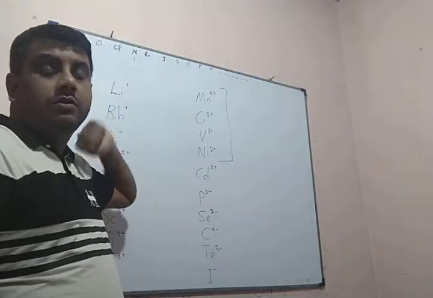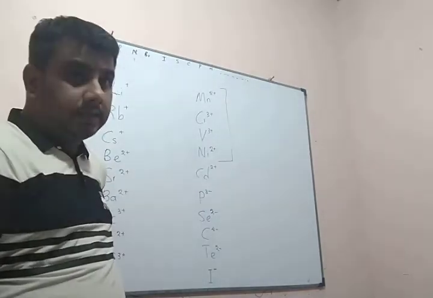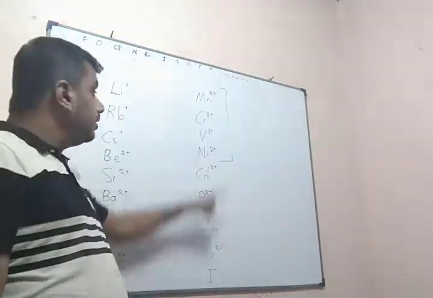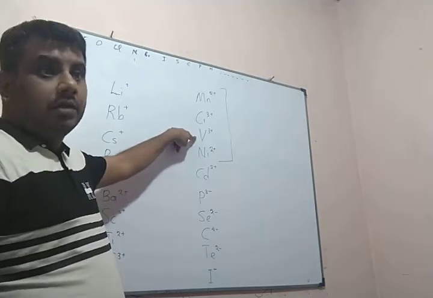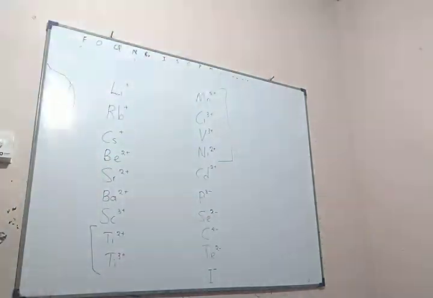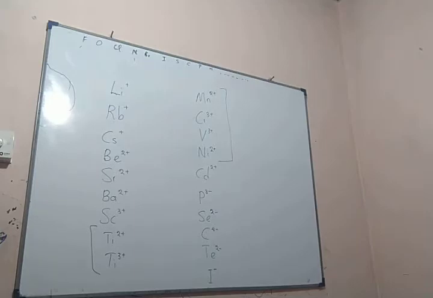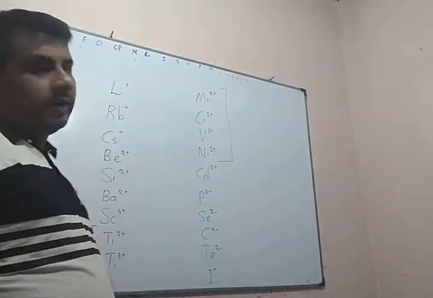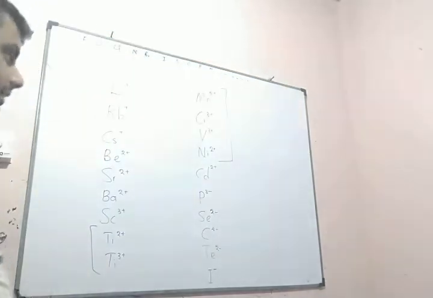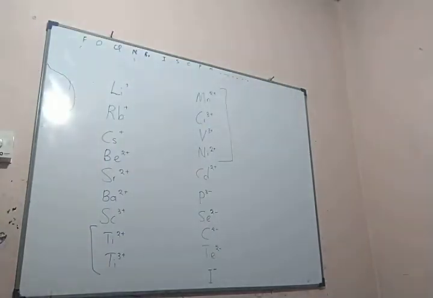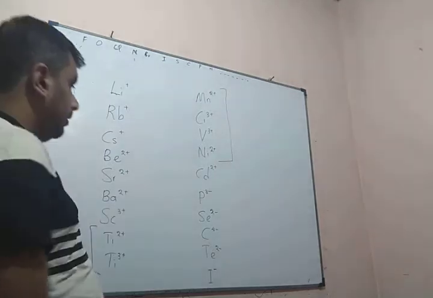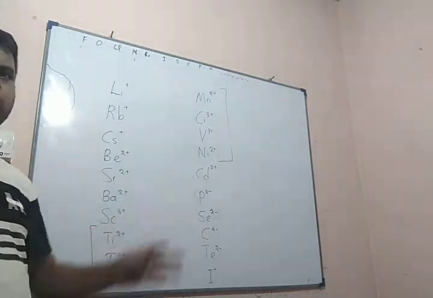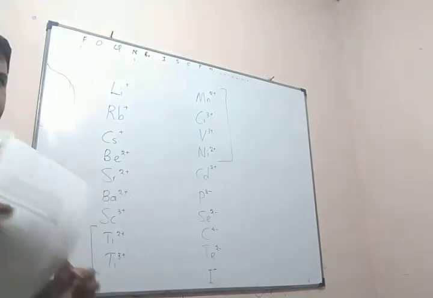Cr3 plus, also chromium has Cr2 plus, and Cr6 plus also. And vanadium, not only 3 plus, but also vanadium 2 plus, vanadium 4 plus, vanadium 5 plus. Nickel also has some ions, nickel 3 plus, nickel 4 plus. And cadmium has only one cation, cadmium 2 plus, so you don't need to add a bracket.